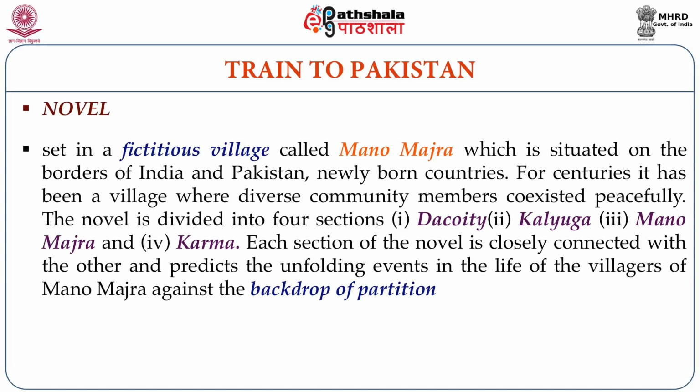Here we have a comparison between the novel and the film. As we have seen, the novel is set in a fictitious village called Manu Majra, situated on the borders of India and Pakistan, the newly born countries. For centuries, the village has been one where diverse communities coexisted peacefully. Each section of the 4-section novel is closely connected with the other and predicts the unfolding events in the life of the villagers of Manu Majra against the backdrop of partition.